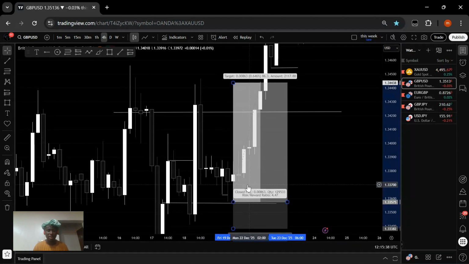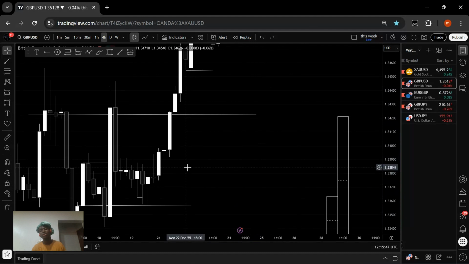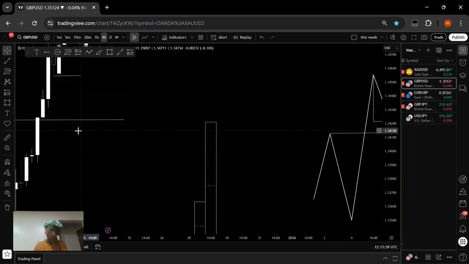As you can see, price tapped it and boom. Price tapped it and what? Boom, we've been buying ever since. That's just how it is. Same thing goes for the left shoulder and for the engulfing candle, for the sells. Same thing goes for the sells.